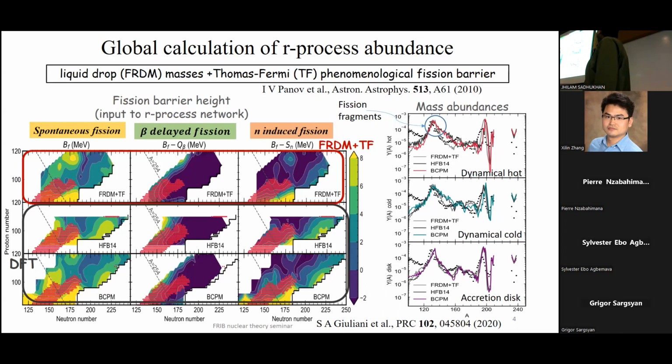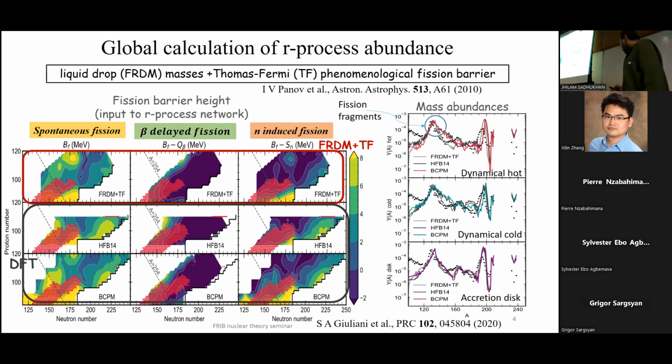Here, this peak near mass 140 we get due to the fission fragments. But if we look into finer details, we can see there are differences. This is in log scale, so there are large differences between the liquid drop calculation and these DFT calculations. In the DFT calculations, we don't get the yields directly, so we supply this barrier to the network calculation that decides the probabilities, and from those probabilities a statistical model calculation is required to get the final yield.